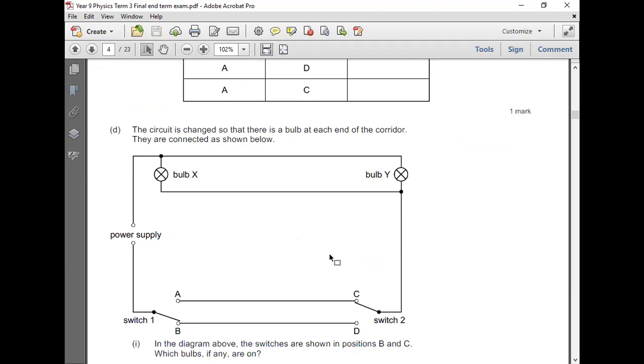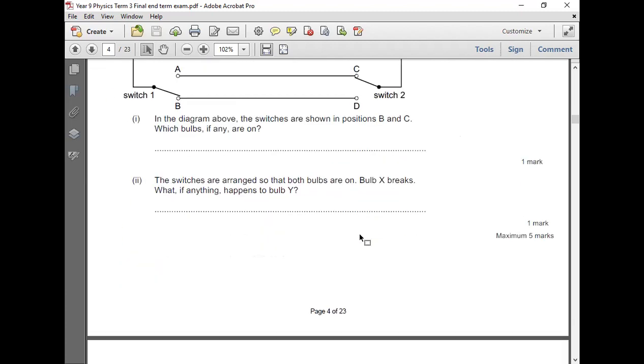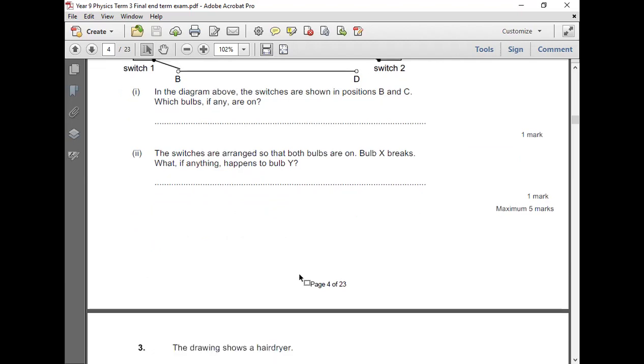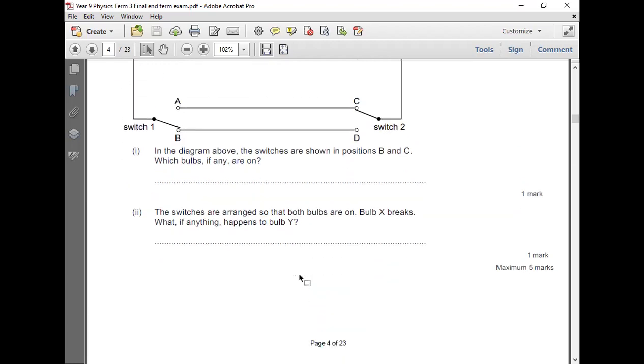Question D, the circuit is changed so that there is a bulb at each end of the corridor. They are connected as shown below. You can see here that is bulb X, and that's bulb Y, and there's a power supply. In the diagram above, the switches are shown in positions B and C. Which bulbs, if any, are on? The switches are arranged so both bulbs are on. If bulb X breaks, what's going to happen to bulb Y?